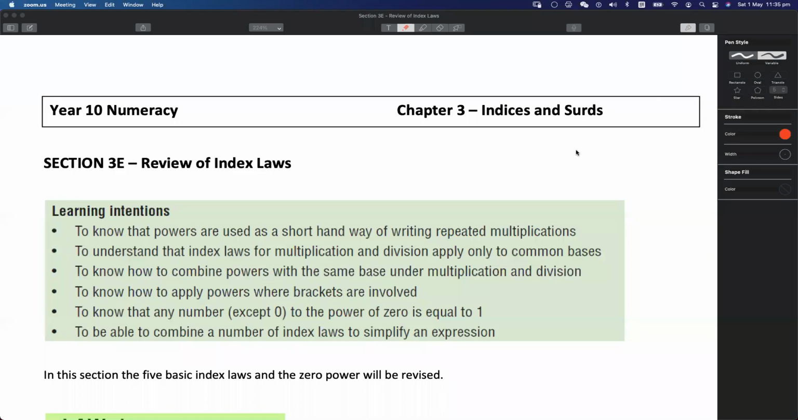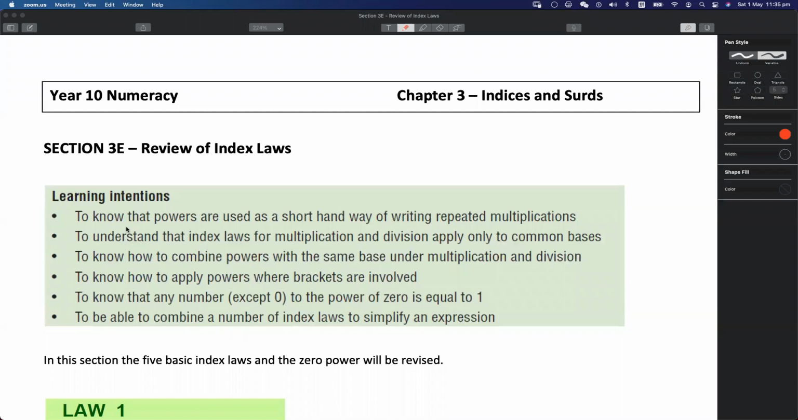Hi class. Today we will be working on review of index laws. First, let's take a look at our learning intentions. To know that powers are used as a shorthand way of writing repeated multiplications.